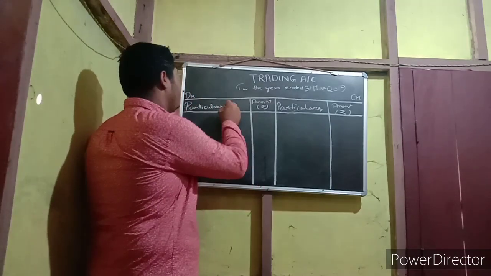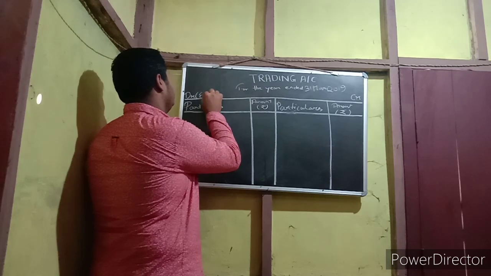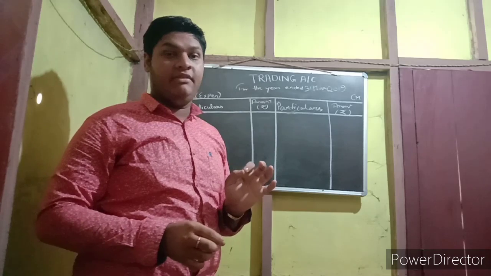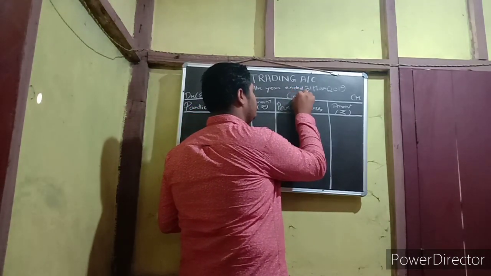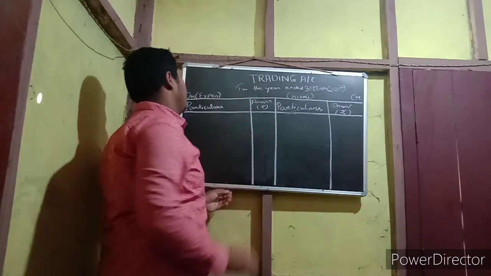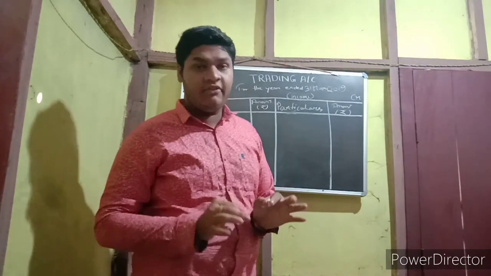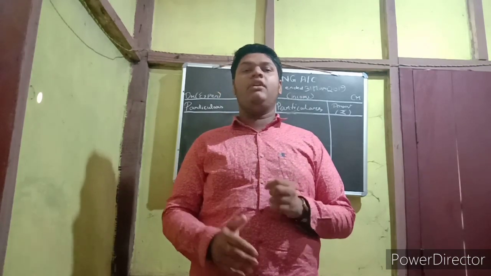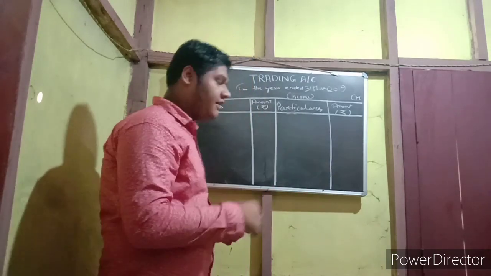In the debit side we will put all the expenses, but what type of expenses? The direct expenses. And here, the direct income. So what are the direct expenses or direct income? They are those expenses and income which are directly related to the manufacturing of a product.